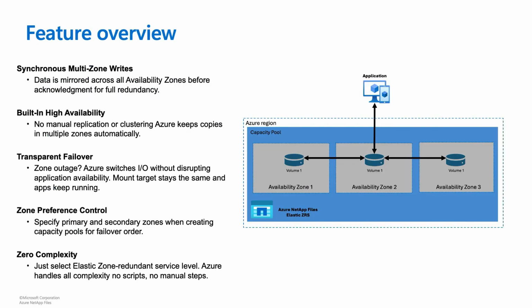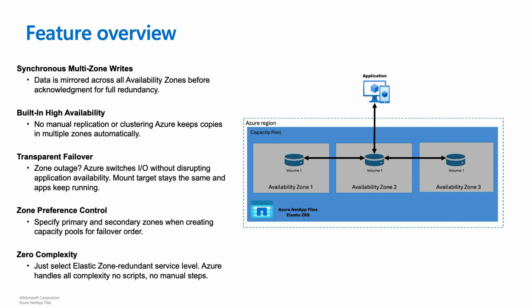Azure NetApp Files Elastic ZRS works by synchronously mirroring every write operation to all availability zones in the same Azure region. When your application writes to an Azure NetApp Files Elastic ZRS volume, that write is committed in multiple zones before it is acknowledged. This guarantees that if one zone goes down unexpectedly, an up-to-date copy of your data is immediately available in all other zones.